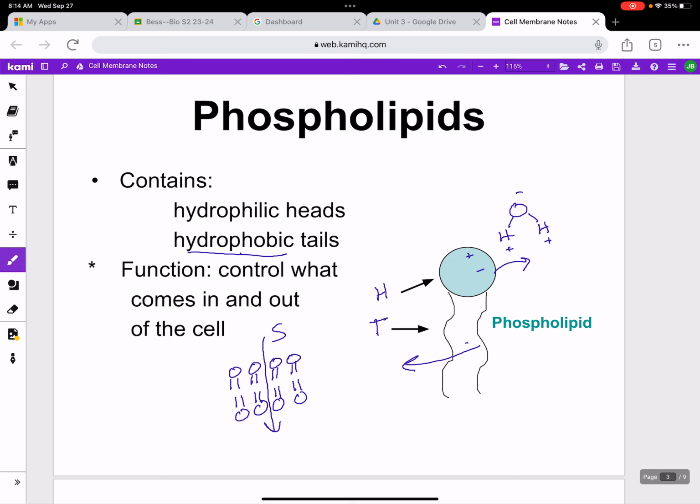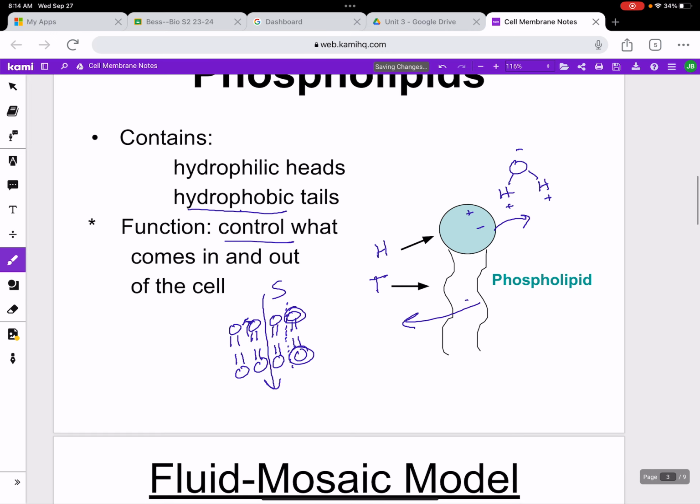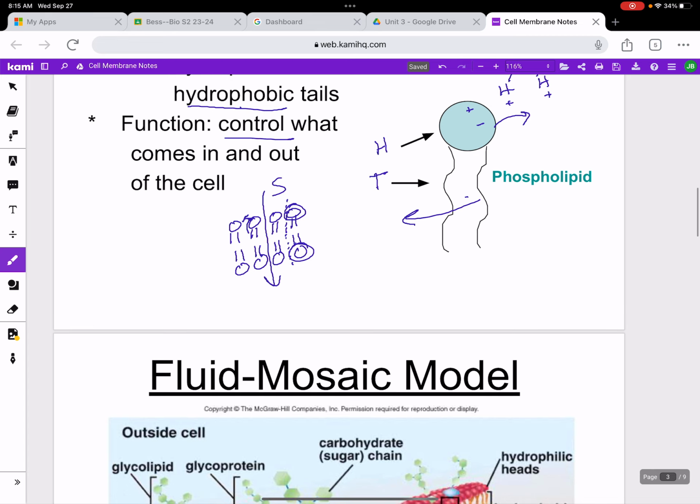Things that are small and charged, for the most part, cannot cross this way, because something with a charge is going to have a hard time getting past the heads. It's going to want to stick to the heads. It's not going to want to continue to move through. But some things like water can actually go through. It's small and it's charged, but it goes very slowly because it really wants to hang out with the heads. It doesn't want to go through the middle part of the membrane there. So phospholipids make up the majority of the membrane and control what goes in and out of it, just strictly based on having those charges.